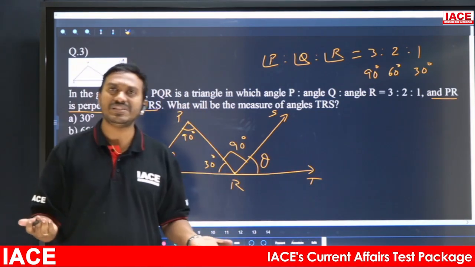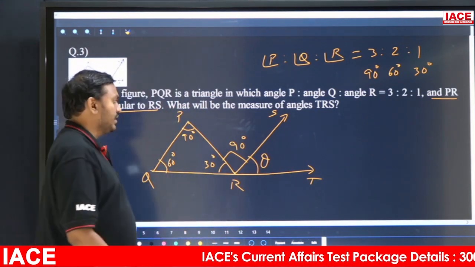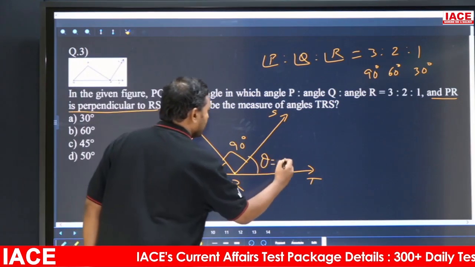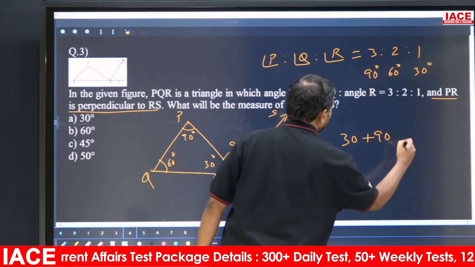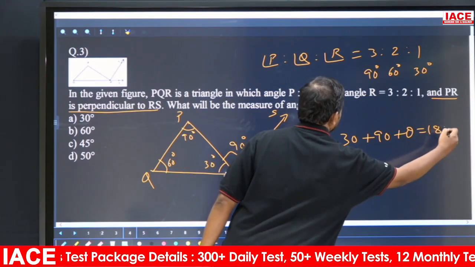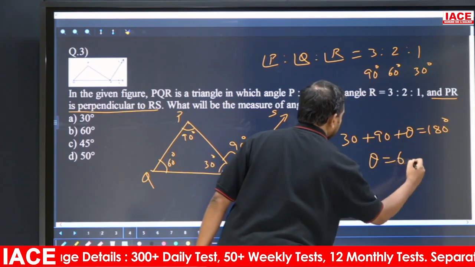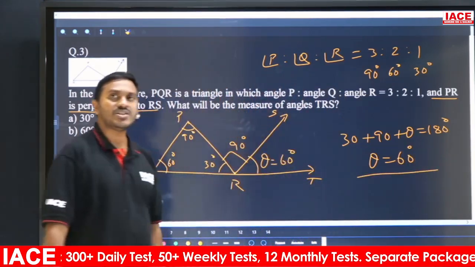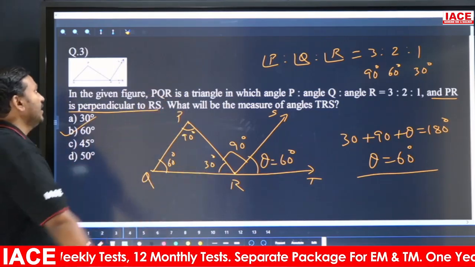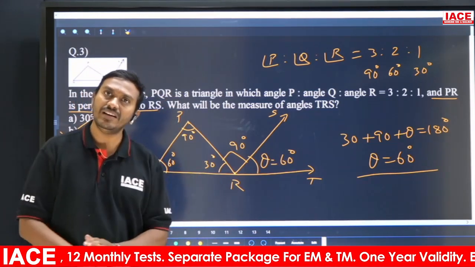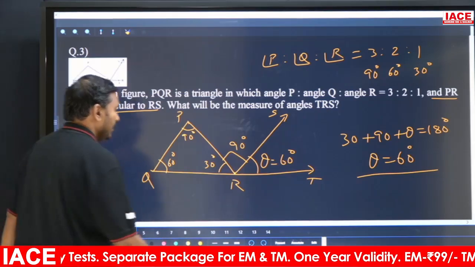What is this angle? Very simple. Angle on a straight line is how much? Angle on a straight line is 180 degrees. So 30, 90 means theta is how much? 60 degrees. Or else we'll write here 30 plus 60 plus theta equal to 180 degrees. So what is theta? Theta is 60 degrees. So option B is the right answer. Right? And then next one.